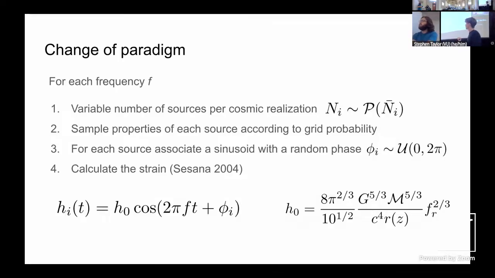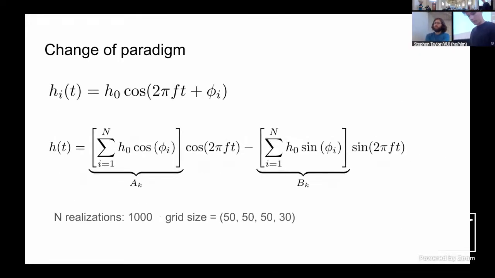And so each source contributes a strain h_i, for that specific frequency of our frequency bin, with a phase phi_i. And we randomize this phase with a uniform distribution. And h naught, the formula for h naught, comes from a paper by my advisor. So now what you do is you sum them all up for each frequency, and you can do a little bit of algebra, use the cosine of alpha plus beta formula, and you see that these are your Fourier coefficients.